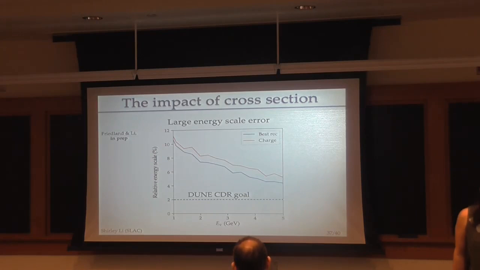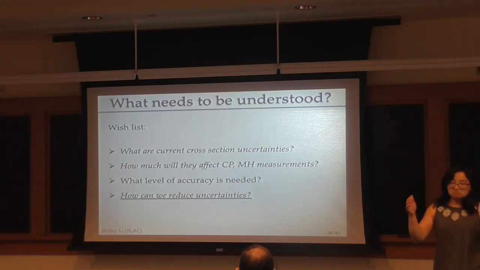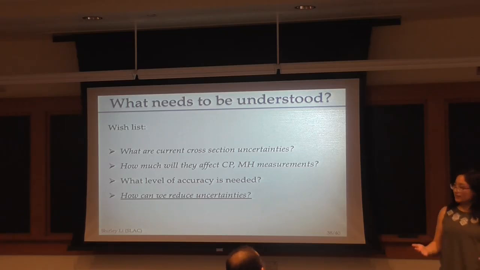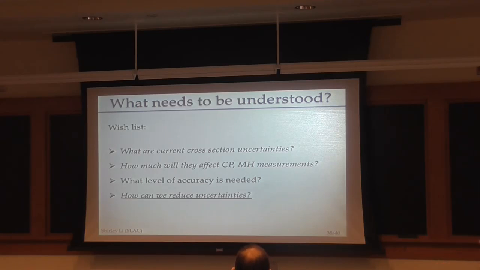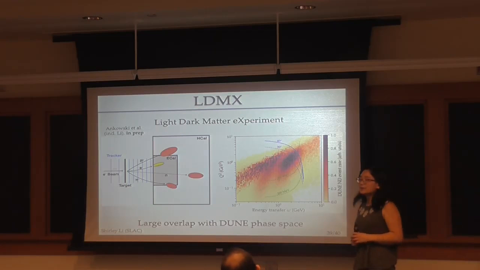Okay. No more questions on this? Okay. Last, what level of accuracy is needed? That's a very difficult question. That's a work in progress. I have nothing to show there. But how can we reduce the current generator uncertainties? Well, certainly many experimental efforts in many directions and theoretical efforts are needed. And I'll just flash one proposal that we're working on right now.